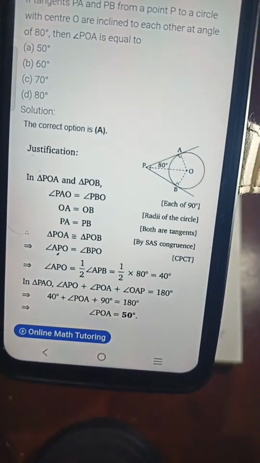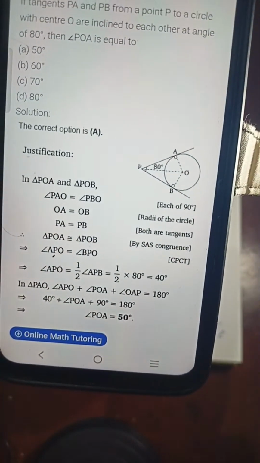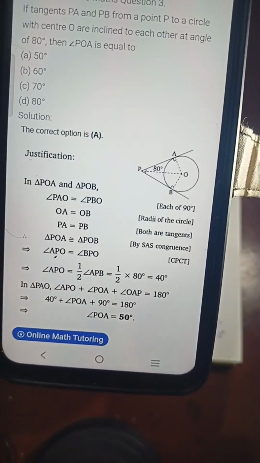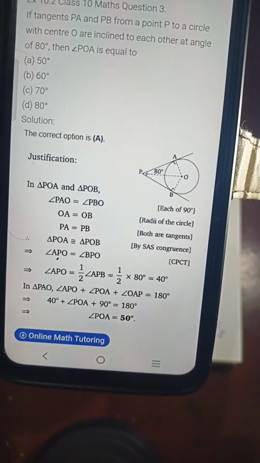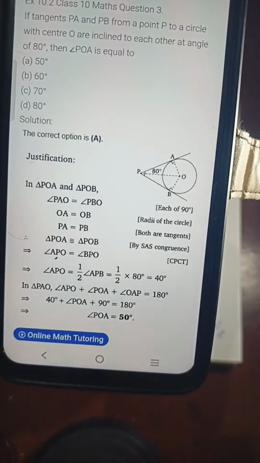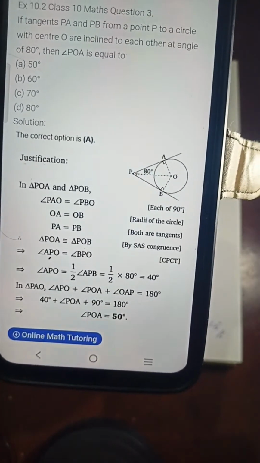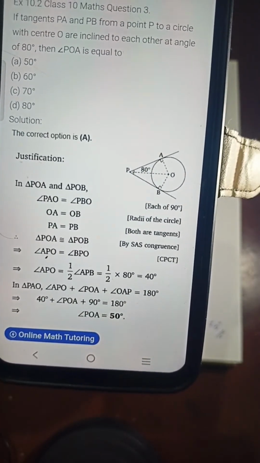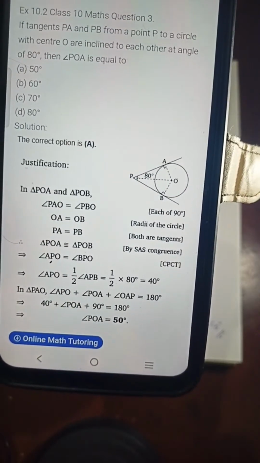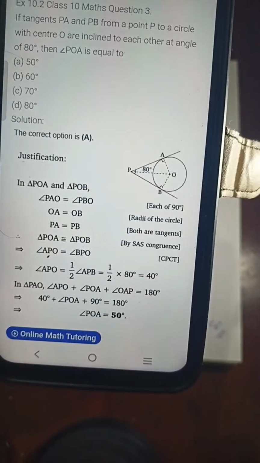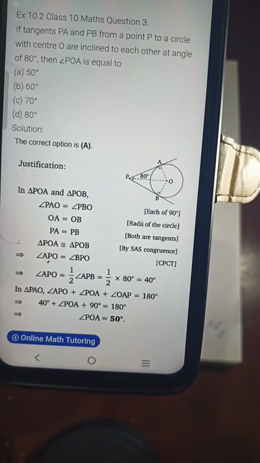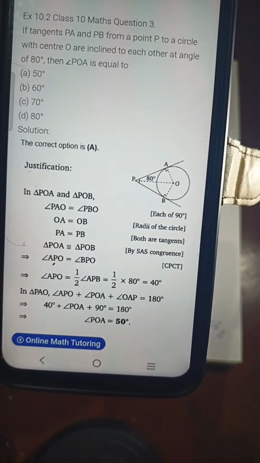Now see what they have given lastly. Angle APO is half into angle APB. So what is APO? How will we write? Half into 1 by 2, half into angle APB, that is half of APB. Next, half into 80, you'll get 40 degrees.